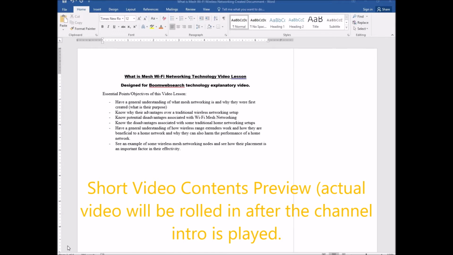We are also going to see an example of some mesh networking nodes placed within a mesh networking setup, and we're going to show why the placement of nodes within a mesh networking system has an effect on their effectiveness and therefore should be considered when implementing a mesh networking setup.